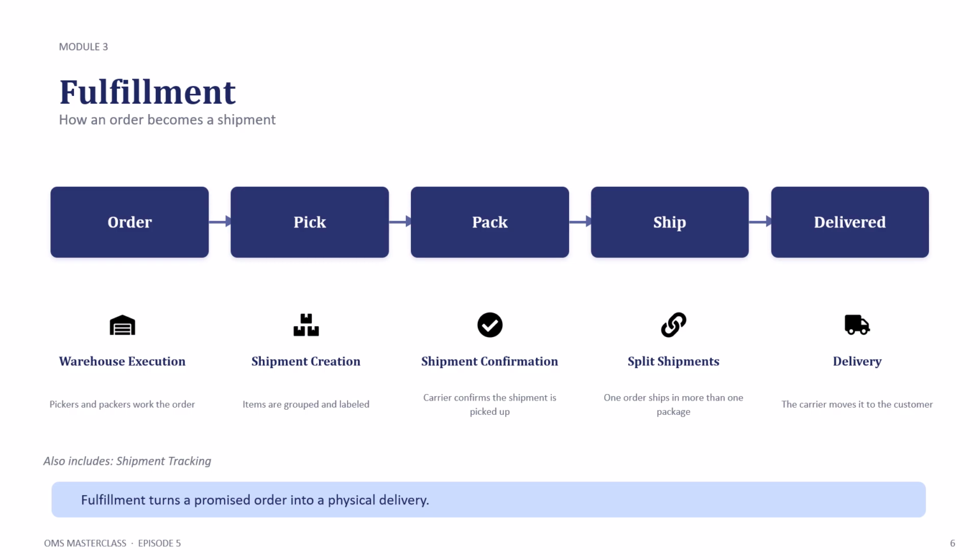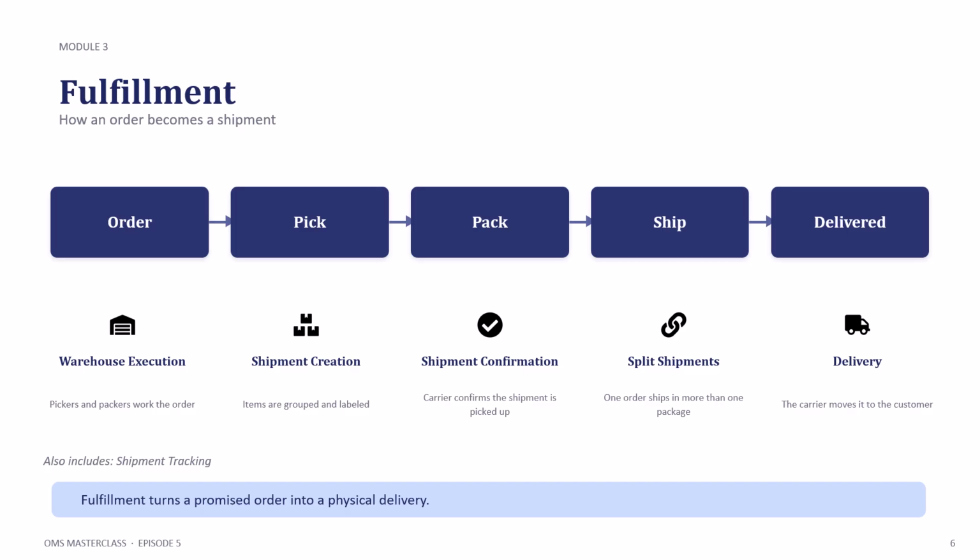Once the order is ready, the warehouse team begins the pick process, where the required items are collected from the warehouse shelves. After that comes pack, where the items are packed, labeled, and prepared for shipping. Then the order is shipped, which means it is handed over to the delivery carrier. And finally, the customer receives the order and the status becomes delivered. Along the way, this module also handles warehouse execution, shipment creation, and shipment confirmation.